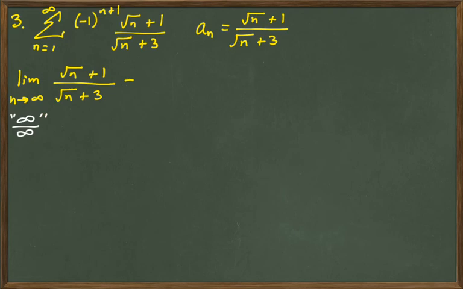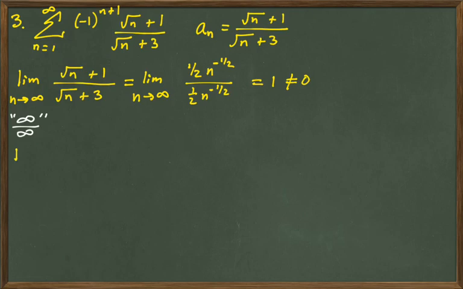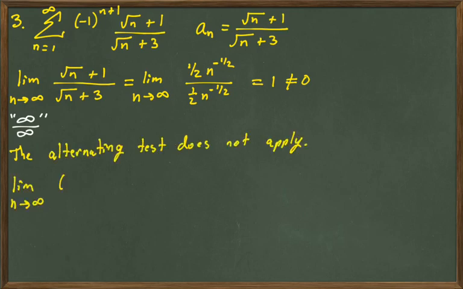So you have a variety of techniques. You can factor out the highest exponent of n. You can apply L'Hopital's rule. Let's see which one we apply. Well, it looks like we're going to apply L'Hopital's rule. And so that limit is going to be 1. All right, so because this limit is not 0, that means the alternating series test doesn't apply. So the alternating series test does not apply.